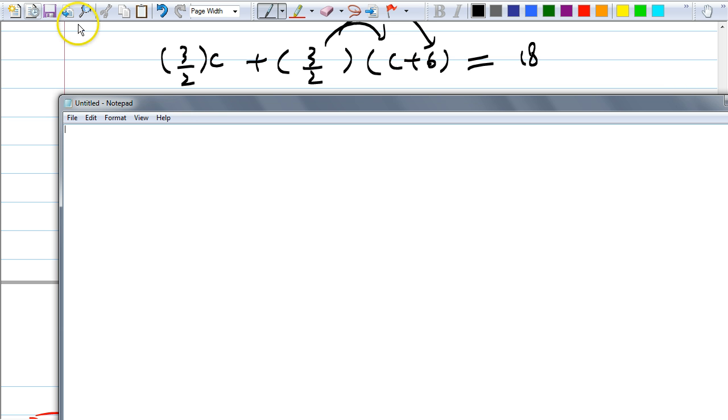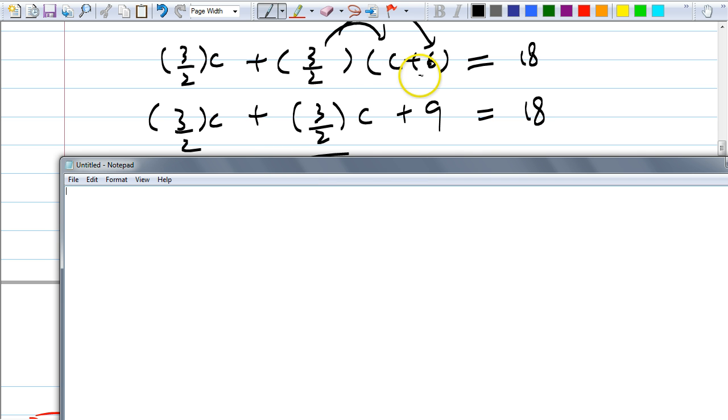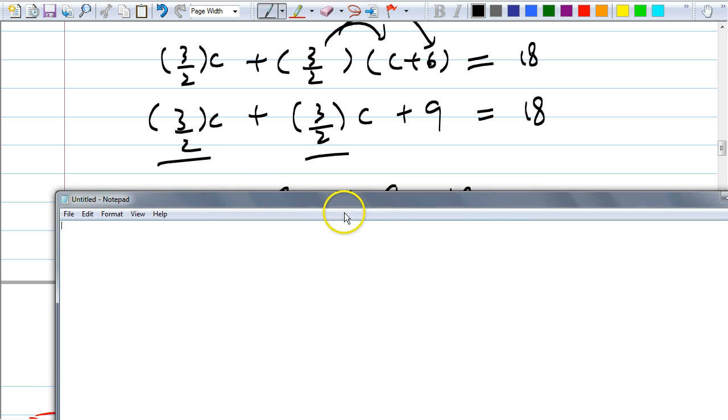Somebody tell me what I get. First, I get 3c plus 9. How about Kali? I got 1.5c plus 9 plus 1.5c equals 18. If you left it as 3/2, what would you get? 3/2c plus 3/2c plus 9. Isn't that what you get? Because 3/2 times c. All right, then what's 3/2c plus 3/2c? 6/2, which is 3c, plus 9.